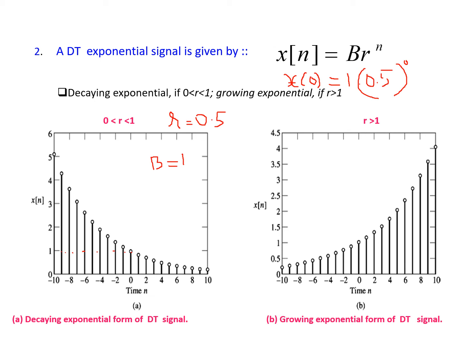Similarly, if r is greater than 1, say for example put r is equal to 2 and let b be 1 itself. Now you can see when r is greater than 1, if you raise that number greater than 1 to the power n, for increasing value of n, the value of the signal is increasing, isn't it?